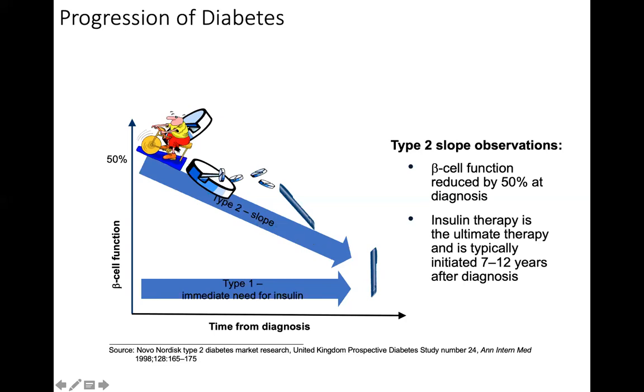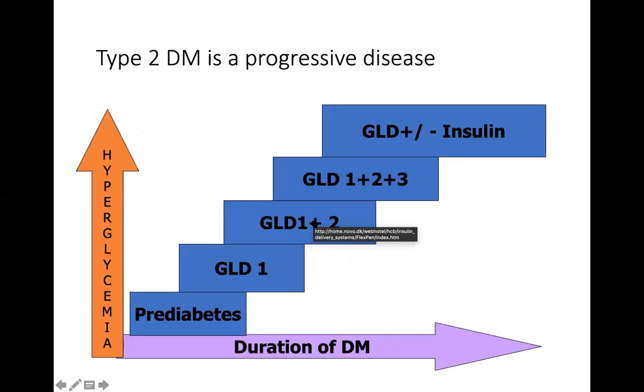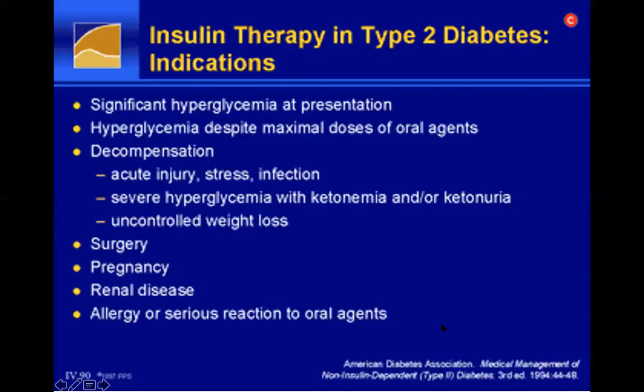Initially, lifestyle will work with metformin and other agents. Later, you will keep adding other agents, and later insulin is required for survival. So type 2 diabetes is a progressive disease. It starts with prediabetes. You can start with one glucose lowering drug, then 2, then 3, and then insulin as the duration increases. So these are the indications for insulin therapy in type 2 diabetes.